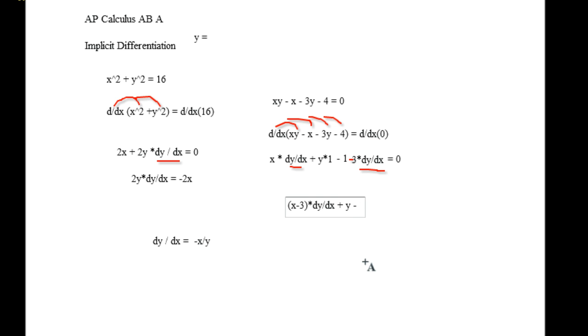minus 1 equals 0. So we start to isolate dy dx, so this becomes parentheses x minus 3 times dy dx equals 1 minus y. And then we divide both sides by that, and so we should get dy dx equals 1 minus y divided by parentheses x minus 3. And once again, it's okay to have it in terms of x and y because it's going to be fine.